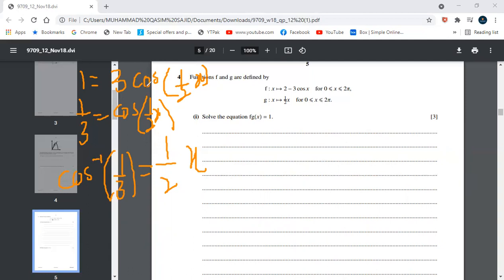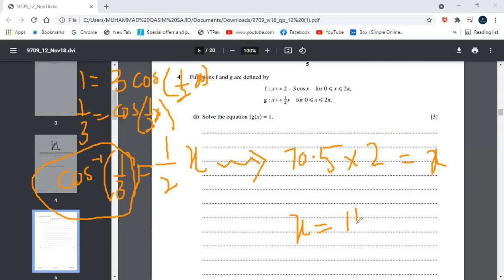Yes, cos inverse 1 upon 3. Kindly find the value. 70.5 is coming, so half x, the value of x will be 141.0. No, what is the value of cos inverse 1 upon 3? Sir, cos inverse comes to 70.5. Okay, 70.5. And then we have to find x, so it doubles, then it will be 141. So x equals 141.